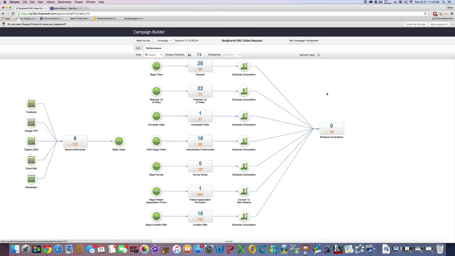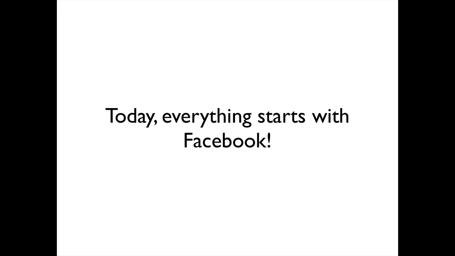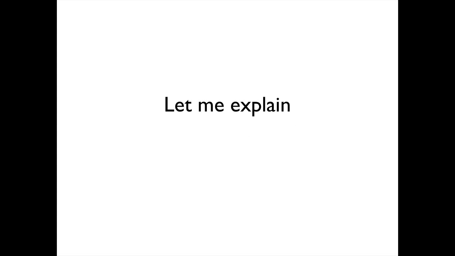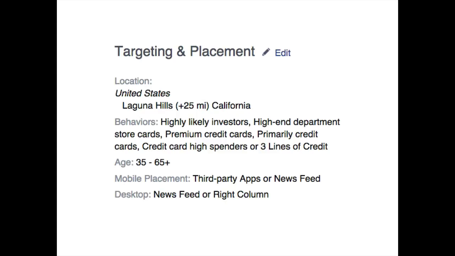Pretty cool, huh? Now that you know how to build your very own behavioral predictive response marketing machine, where do we find your ideal market so we can fill your funnel with qualified prospects? Today, everything starts with Facebook. Let me explain. I'm not going to sugarcoat this. The first place you must be advertising is Facebook. Here's why. Facebook knows so much about everybody. It's actually kind of scary.